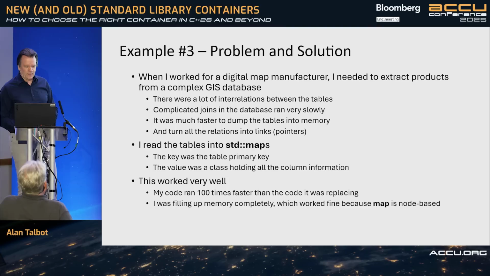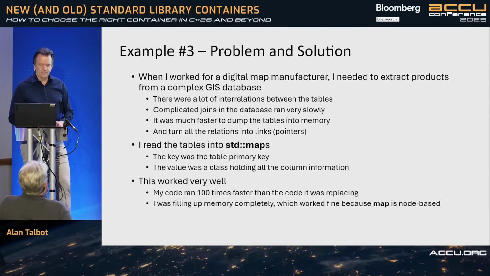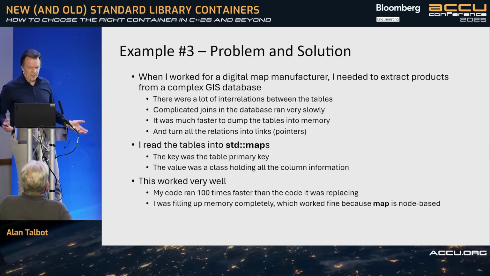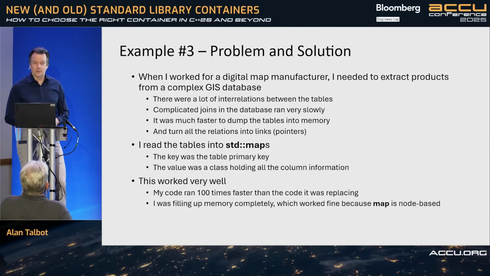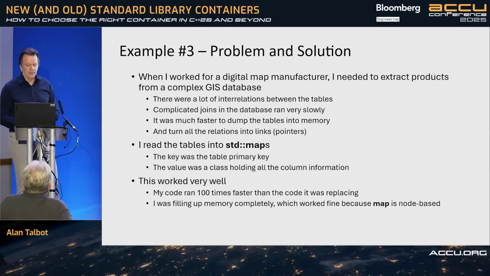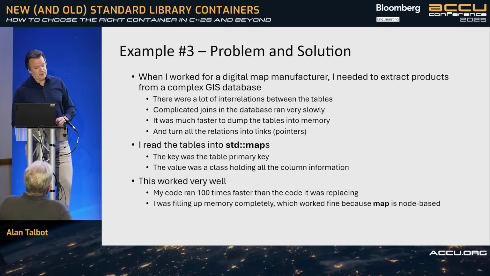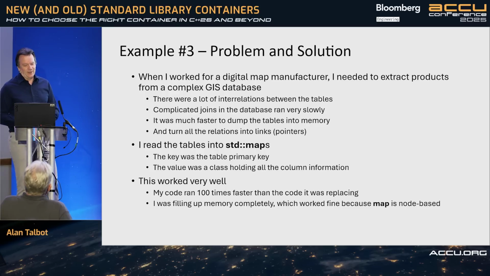So I used to work for a digital map company, and I was extracting products from their GIS database. And it was a complicated database. And all these joins that we were doing in the database, or that they were doing, I should say, when I got there, were super slow. Their run took 3 weeks. Yeah, 3 consecutive weeks of computer time to run. So I realized it was much quicker to dump all this into memory and then do all the relations as pointers in memory, and it just ran a lot faster.